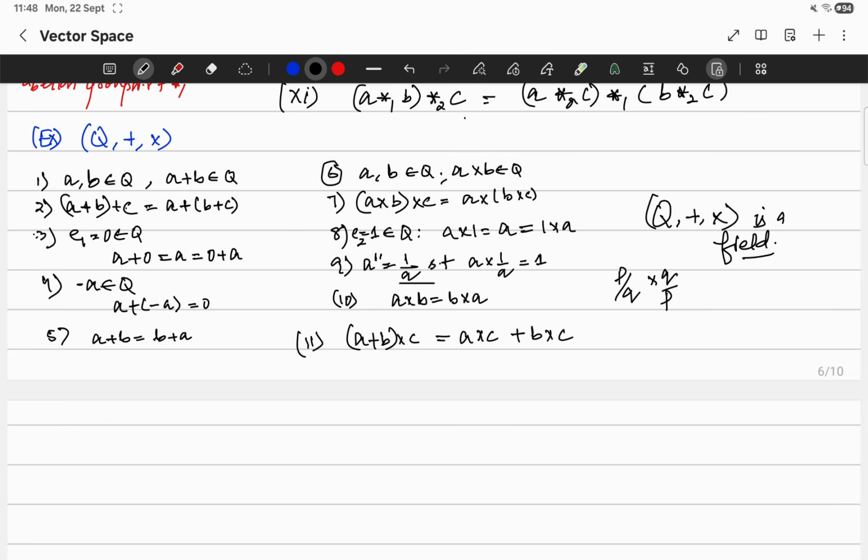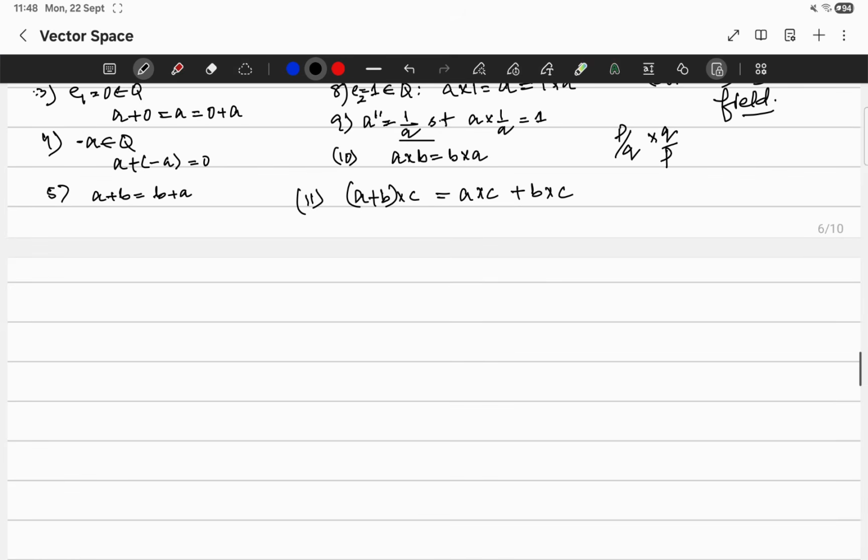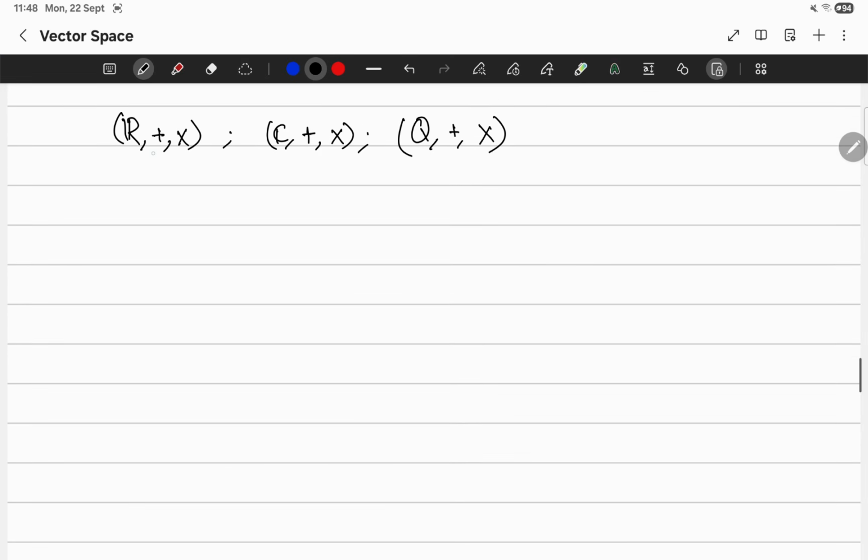Similarly, you can check that R with addition and multiplication is a field, and C with addition and multiplication is a field. So for your syllabus, we will take only these three fields in consideration for the vector spaces. You can check all the 11 properties hold here. Okay, let's go now to the concept of the vector space.